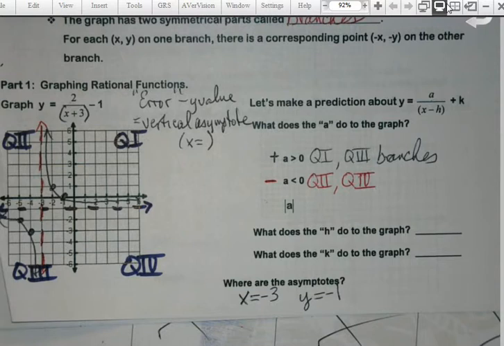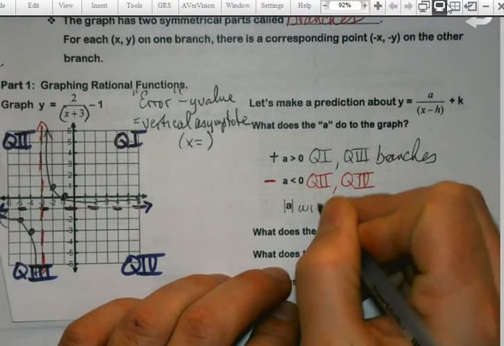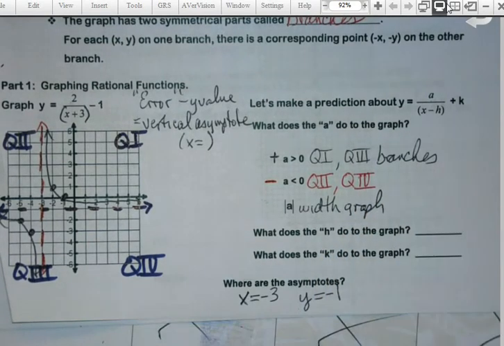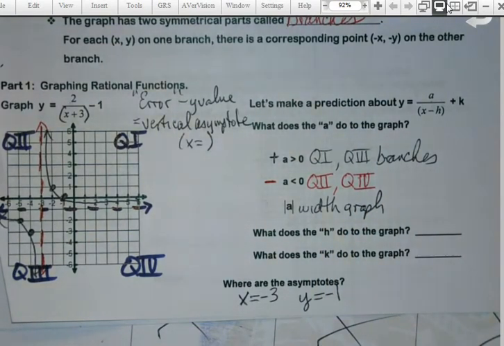And then A itself determines the width of my graph. The bigger the number, the closer it tends to get to the asymptote. The smaller the number, the further it tends to get away.